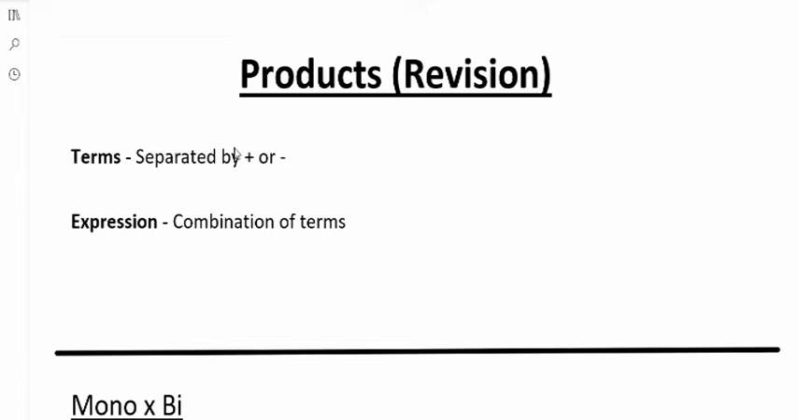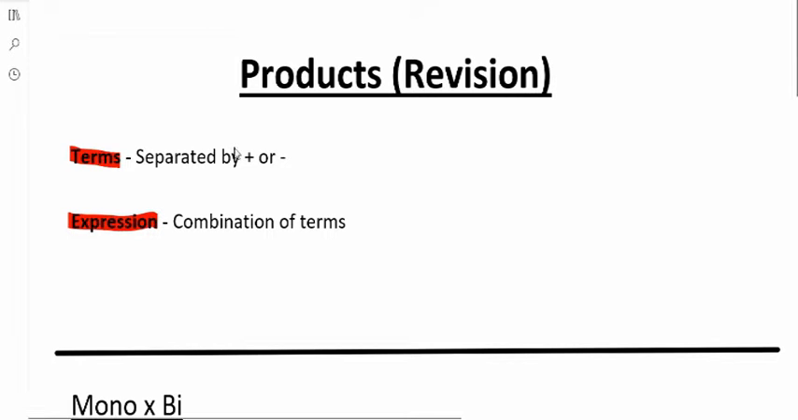So just a quick revision of the various nomenclature that we're going to be using. First we need to know exactly what a term is, and terms in mathematics are separated by pluses and minuses. I know that's not a good definition, but it's a nice way to identify exactly what is a term and what is an expression.